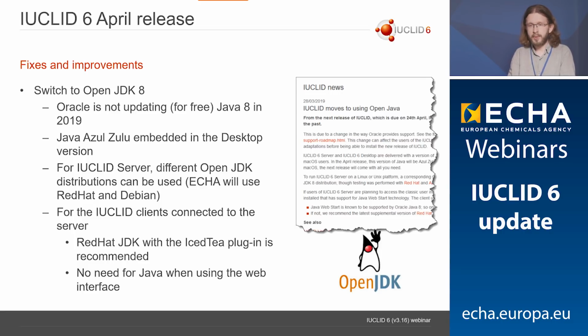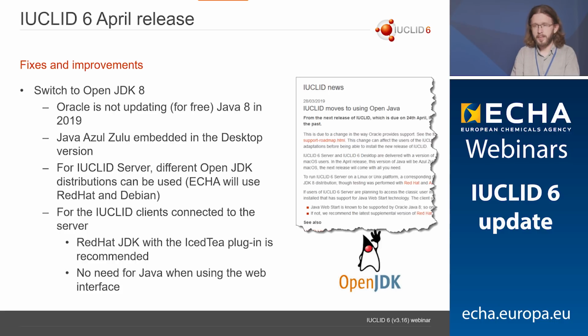This information is more relevant for the administrators of Euclid server because they have to check based on the new statement by Oracle that they are not going to update for free Java 8 starting this year. They will have to check which version of Java they can continue to support based on their operating system.